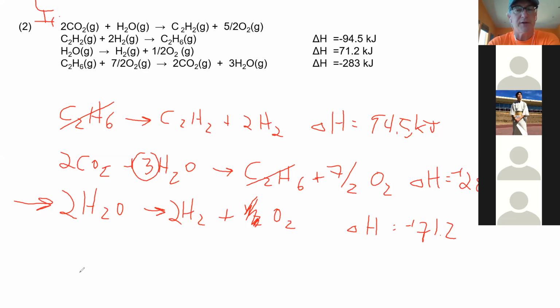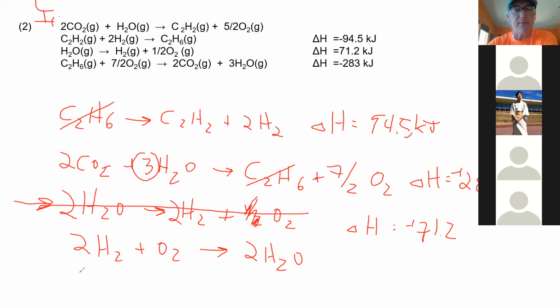So you were right to multiply it by 2, but what else do we have to do? We need to multiply it by 2, and what else? Flip it. Right, we need to flip it the other way. So we need to have 2H2 plus O2 gives us 2 moles of water. So we'll get rid of this.